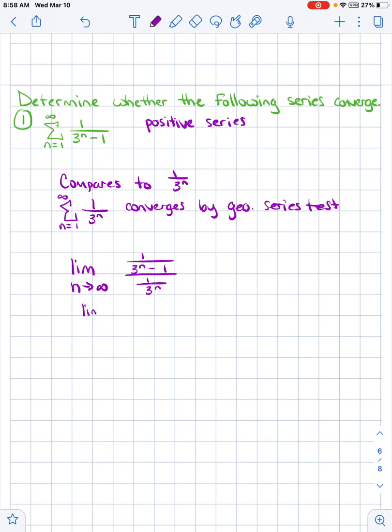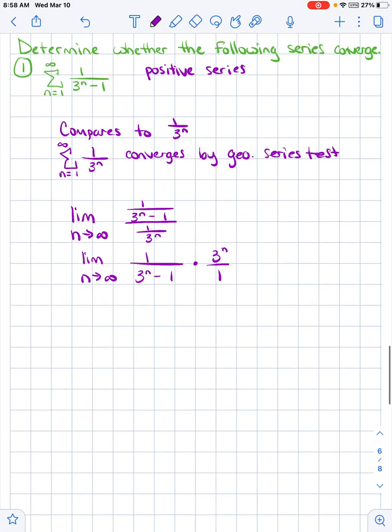So let's do a little bit of math here. I'm going to divide that bottom fraction by flipping and multiplying it. If I multiply those two fractions together, I get 3 to the n over 3 to the n minus 1. As n approaches infinity, this minus 1 does not affect the overall growth of these two exponential functions. So really what I'm comparing is 3 to the n over 3 to the n. They're growing at the exact same rate.